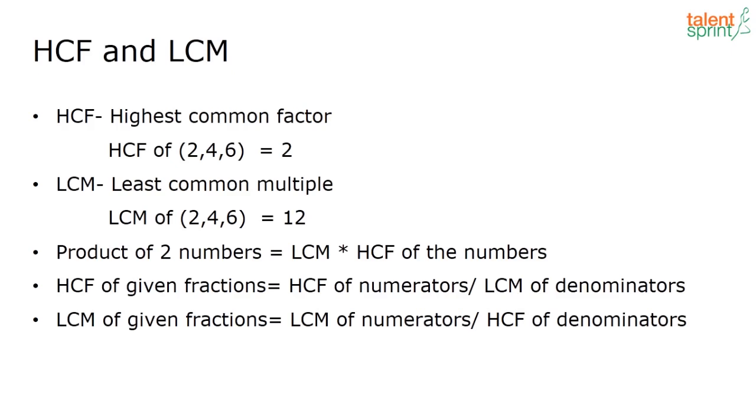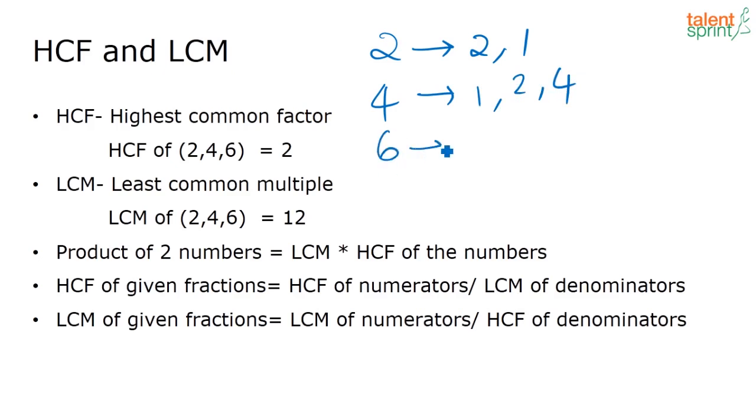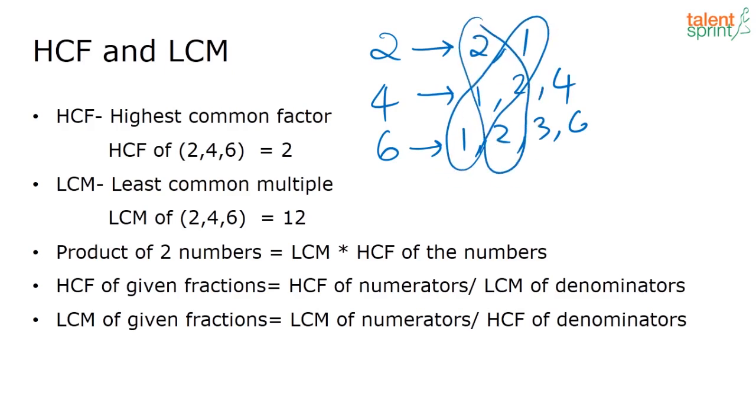The concept behind HCF is this: factors of 2 are 1 and 2. Factors of 4 are 1, 2 and 4. Factors of 6 are 1, 2, 3 and 6. Now, which is the common factor and which is the highest common factor? 1 is a factor, 2 is also a factor, but the highest common factor is 2. So the HCF of these numbers is 2. This is the conceptual way in which you calculate it.